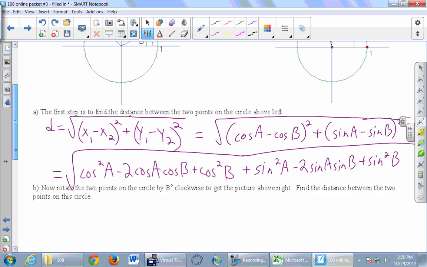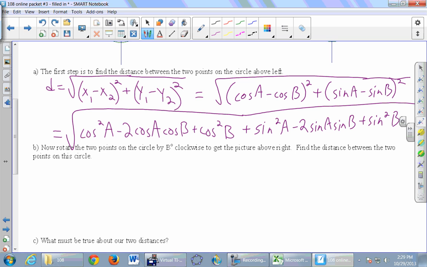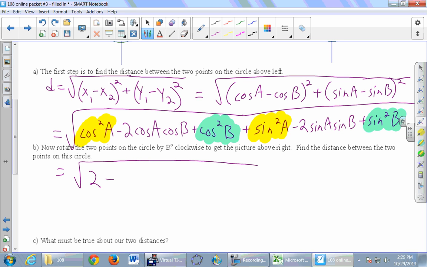Okay, so it's a whole lot worse now that we FOILed it out, but good things happen because, for example, here's a cosine squared A plus sine squared A. And how much is cosine squared A plus sine squared A? No matter what A is, it's always 1. Likewise, cosine squared of B, this other angle, plus sine squared of B is also 1. So what we have left then is square root of, the one yellow plus the one blue is 2, minus, and then I'll copy the other terms, 2 cosine A cosine B minus 2 sine A sine B.